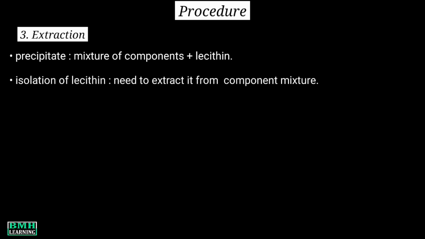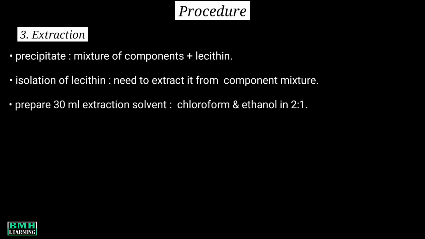Next step is extraction. So we already know the precipitate which we are getting here contains a mixture of components along with lecithin, which we wanna isolate. So in order to isolate lecithin from other lipid components, we need to extract it from the component mixture. So for that, we are gonna prepare 30 ml extraction solvent containing chloroform and ethanol in 2:1. So that means we have used 20 ml chloroform and 10 ml ethanol.